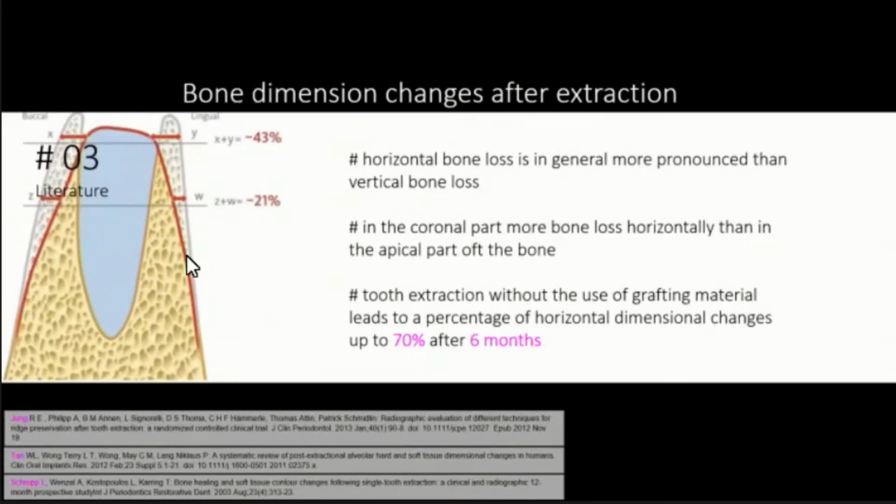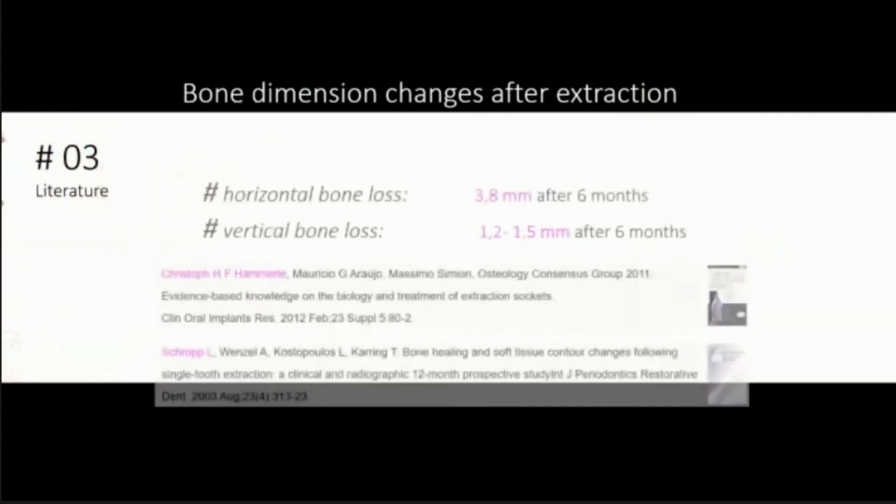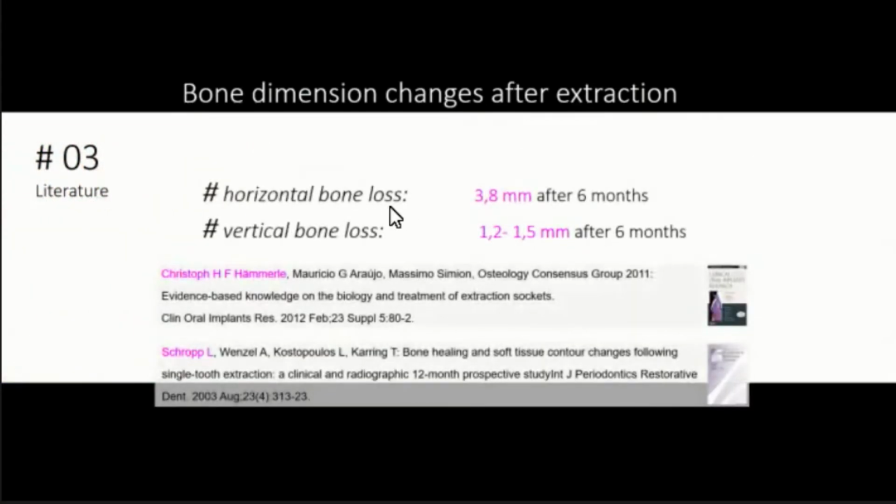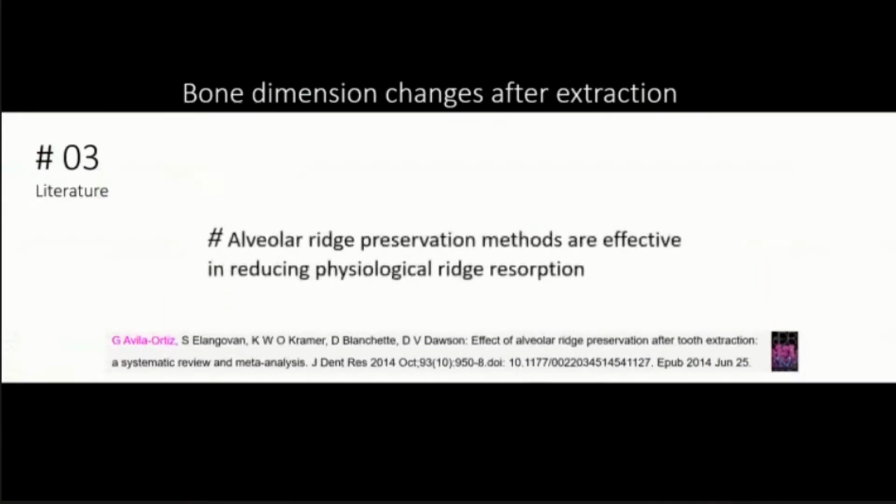In the coronal part, we have more bone loss horizontally than in the apical part, and tooth extraction without the use of grafting material leads to a percentage of horizontal dimensional changes up to 70% after 6 months. In millimeters, we have a horizontal bone loss of about 3.8 millimeters after 6 months, and a vertical bone loss of 1.2 to 1.5 millimeters after 6 months.